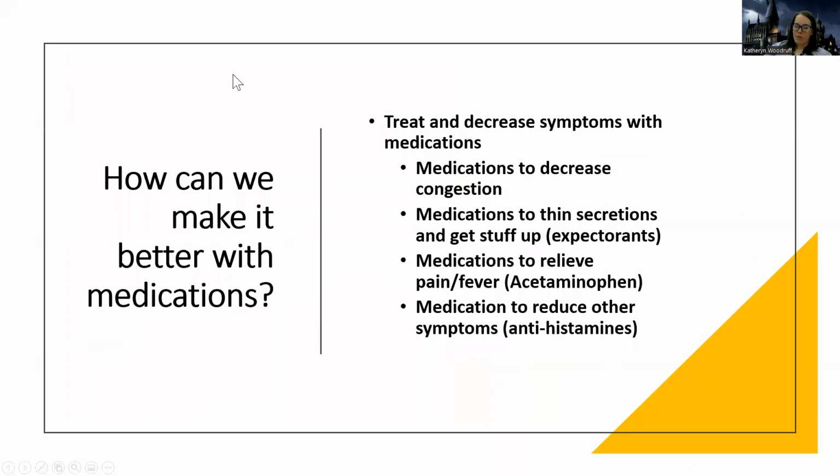So how can we make it better with medications? There's a variety of medications. First and foremost, we're going to try to treat some of those symptoms that are really uncomfortable, and that's going to be decreasing congestion, decongestants, which we'll talk about. We also want medications that are going to thin secretions and get stuff up, like expectorants, and we'll also do other interventions to help thin secretions. If they have pain and fever, we may do stuff like acetaminophen or Tylenol, and then depending on what other symptoms they may have, we may use antihistamines to help decrease some of those.